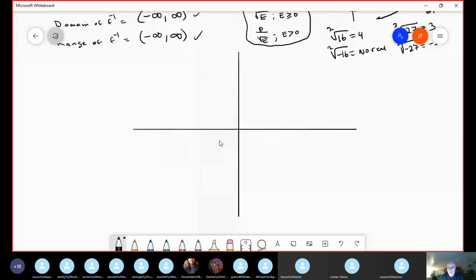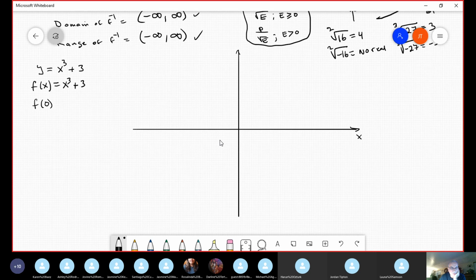So I wanted to do the graph, of course, roughly by hand, of the function y equals x cubed plus 3. I know from my knowledge about transformations that the cubic function plus 3 is up. However, look at that expressed in function notation. If I want to find the y-intercept, I evaluate at 0: 0 cubed plus 3 is 3. The point is (0,3). That's (0,3), 1, 2, 3, the y-intercept.